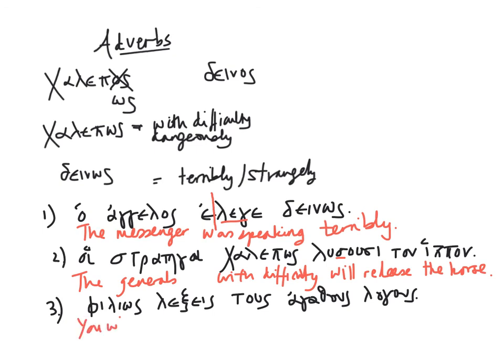If you're up for another, here is the third and the last example. You will speak in a friendly way, philios. I'll leave that to the end. Tous agathous logous, the good words. Meaning that the whole sentence translates as, you will speak the good words in a friendly way. That concludes Lesson 5.